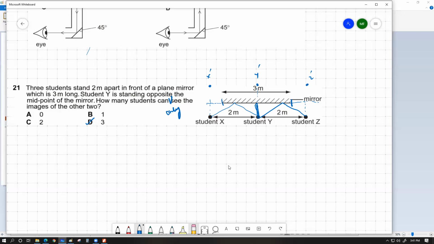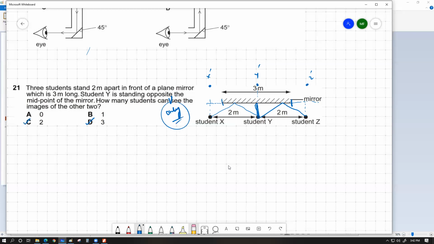Try to understand. I didn't ask how many students can see the image of themselves. That would be 1. How many students can only see the image of the other 2, which means they don't see themselves? Excluding themselves, that answer would be 2, because X sees Y and Z, Z sees X and Y, and Y sees all 3 of them, including him or herself. So we cannot include Y if the question has an "only" within. If there was an "only" included, that answer should be 2.